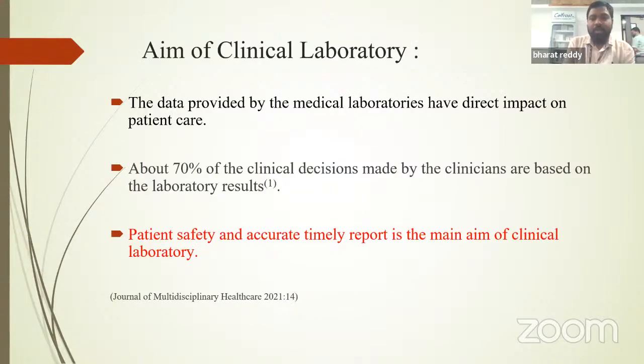Now, what is the aim of a clinical laboratory? The data provided by the medical laboratories have direct impact on patient care. About 70% of the clinical decisions made by the clinicians are based on the laboratory results. So 70% of the diagnosis is based on the laboratory report. That's why our main aim is patient safety, and an accurate, timely report is the main aim of our clinical laboratories.